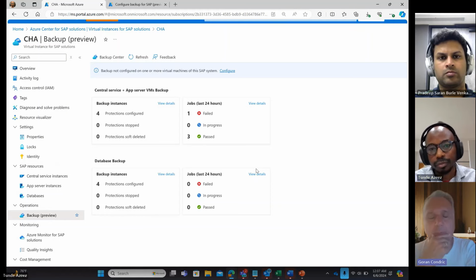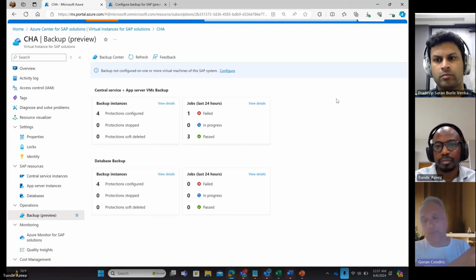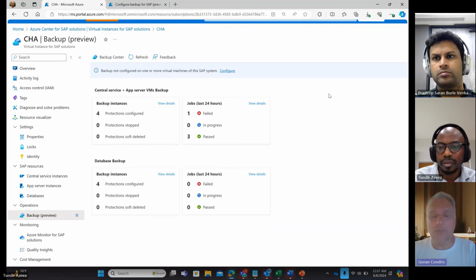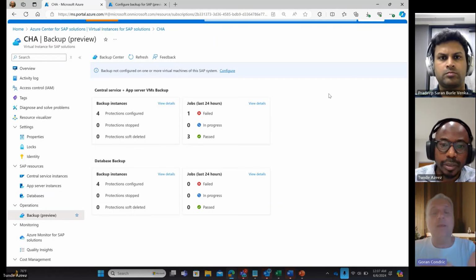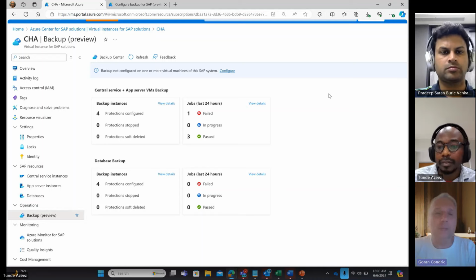The point is, customers can always use the backup UI and say, I'm backing up this database, and then I'm going and backing up the app server VMs and the central services VM, of course. However, if they enable ACSS, which is highly recommended, ACSS has the knowledge of the complete landscape and uses that knowledge to further automate and enable onboarding of the backup of the complete landscape, right?